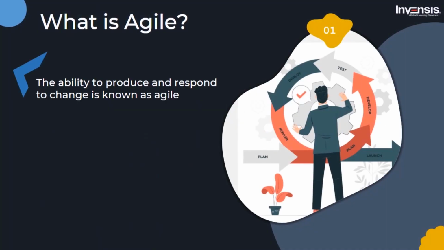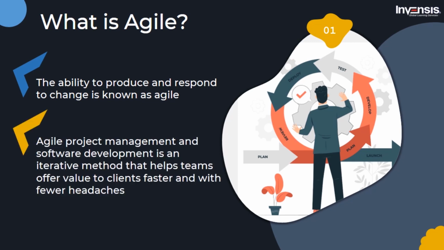The ability to produce and respond to change is known as Agile. It's a strategy for coping with, and ultimately excelling in a volatile and uncertain environment. Agile project management and software development is an iterative method that helps teams offer value to clients faster and with fewer headaches. An Agile team delivers work in tiny, digestible increments rather than relying on a big bang launch. In addition, teams have a natural mechanism for adjusting to change fast because requirements, strategies, and results are evaluated on a regular basis. It's all about figuring out how to comprehend what's going on in the environment you're in right now, identify the uncertainty you're dealing with, and figure out how to adjust to it as you go.